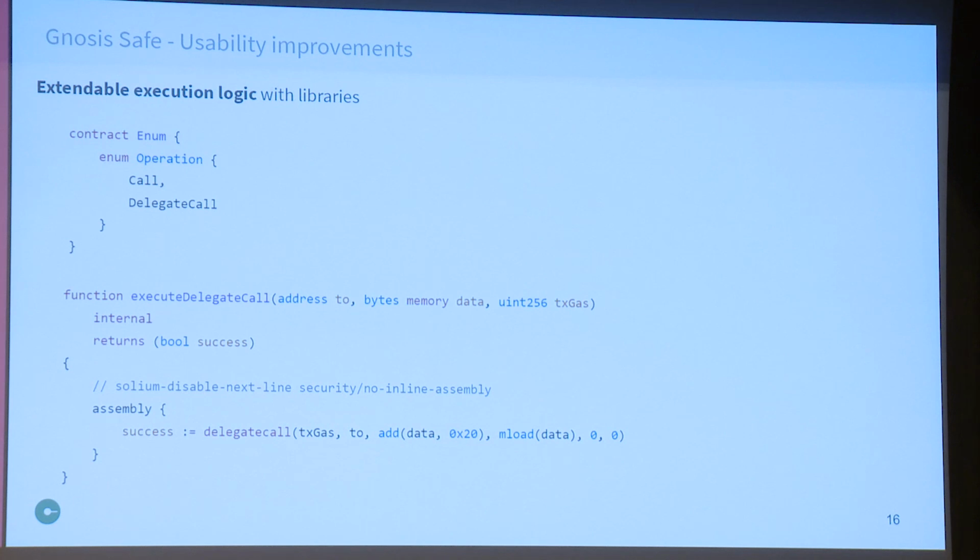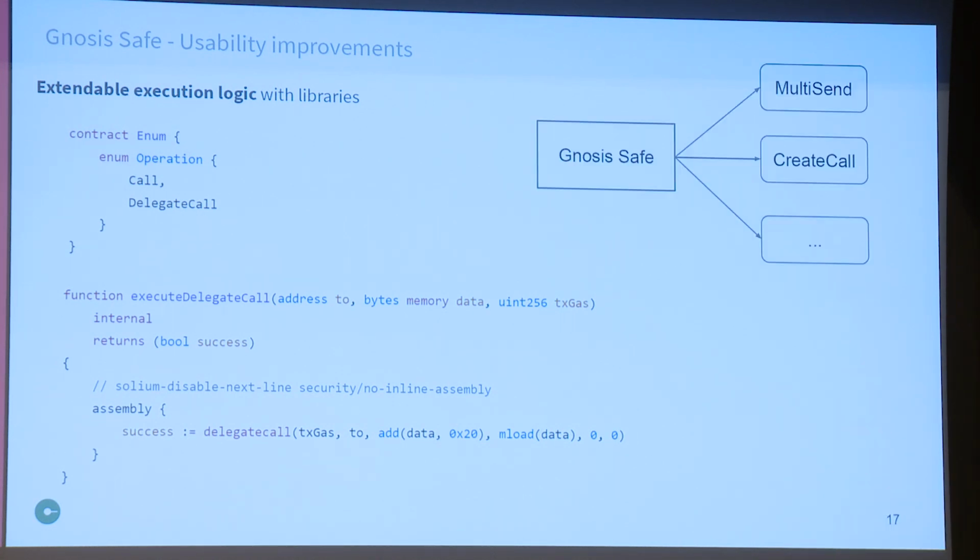On the other side, now that we defined a way to extend the access control, we also wanted to have a way to extend the execution logic. So for this, we decided to introduce a possibility that you can perform delegate calls. Delegate calls allow you to take basically the logic from another contract and execute it in the context of your safe, or of your contract in general.